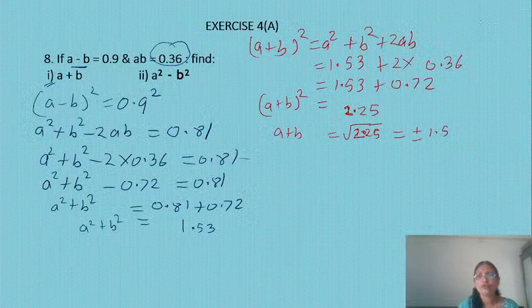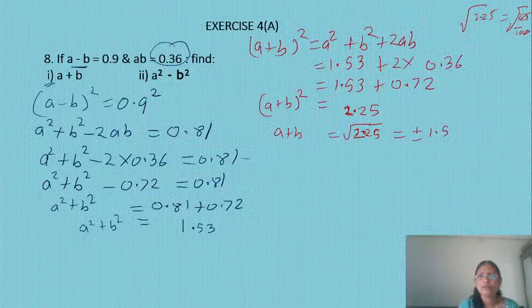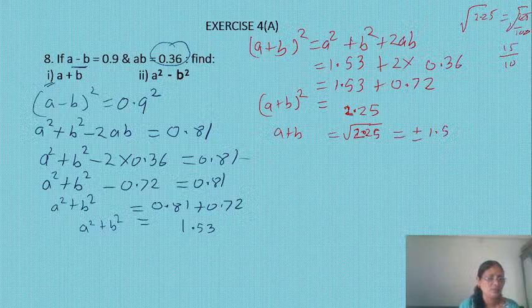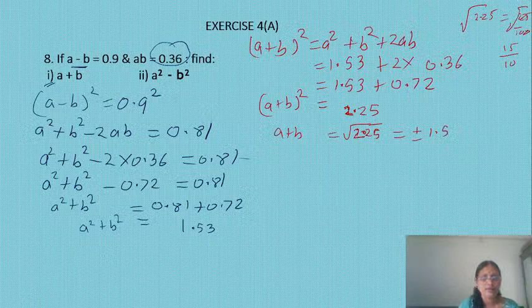Okay, so if you don't know, you have to learn the squares till 25. If you have to find square root of 2.25, it is actually root of 225 upon 100. Square root of 225 is 15 and square root of 100 is 10, and 15 upon 10 is 1.5. Then now we got the first part, A plus B is equal to plus or minus 1.5. We have already got that, right? Now we further move on to the next part.